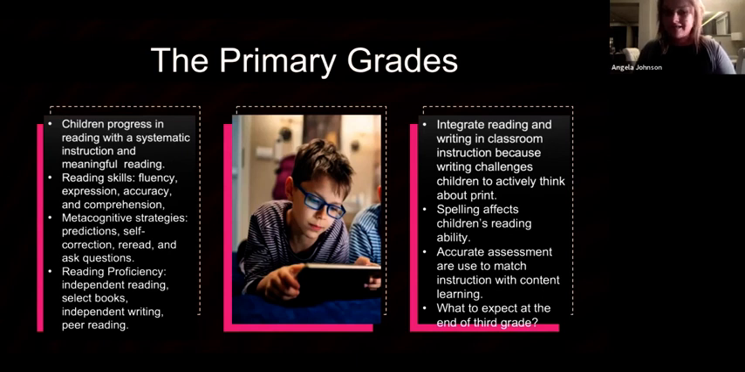Next one, metacognitive strategies. Metacognition means the brain thinking about your thinking. So are you giving students strategies to be thinking about their thinking? For example, making predictions: what's going to happen next in the story? Self-correction: can they correct their own reading? Like if they make a mistake, they read the wrong word and it makes no sense, can they on their own realize that they made a mistake and self-correct? Reread and ask questions when they don't understand. Those are things you want to teach them.